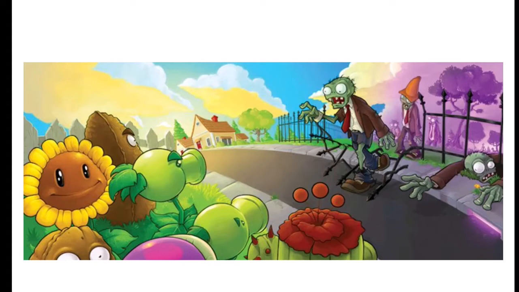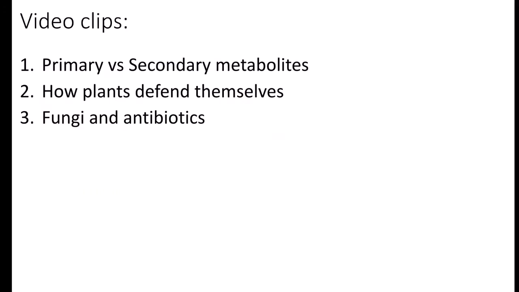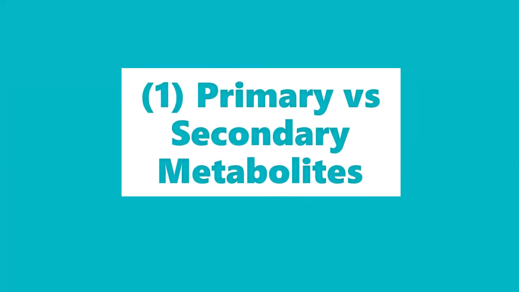Secondary metabolites can still include amino acids, but not the ones used in common proteins. These can also include nucleotides, but not the ones in DNA and RNA. And these can also include certain lipids. But these include a whole lot more molecules that you might have never heard before. Let me just show you a couple of videos to differentiate primary and secondary metabolites and to further introduce you to what secondary metabolites can do.